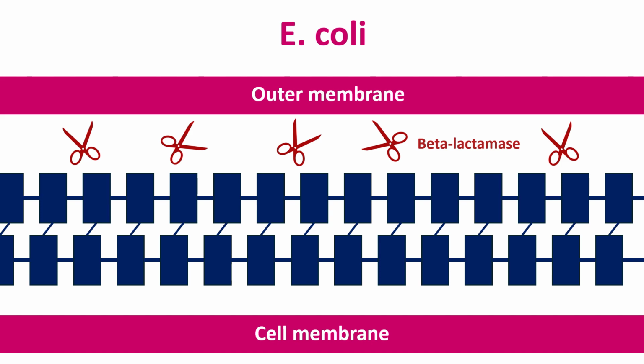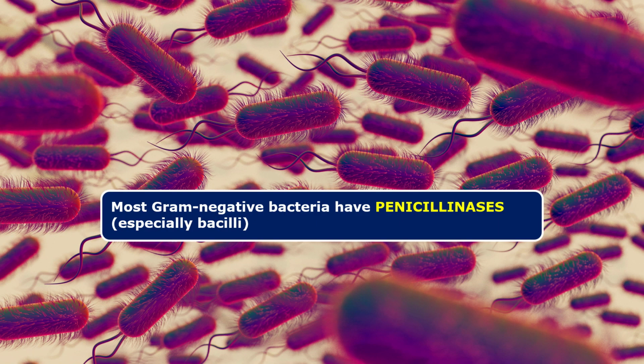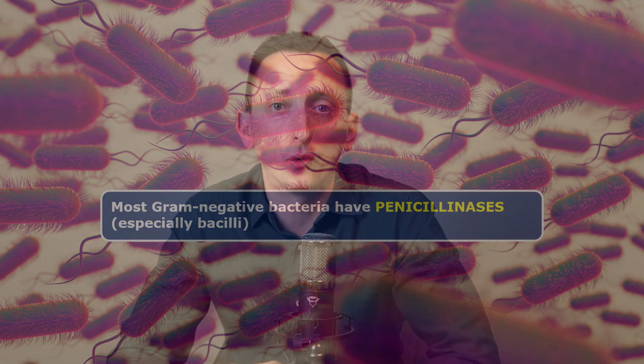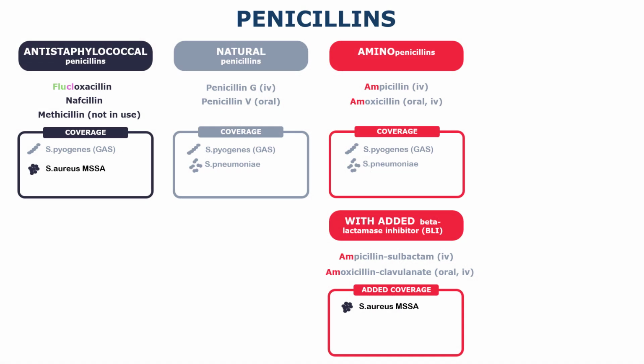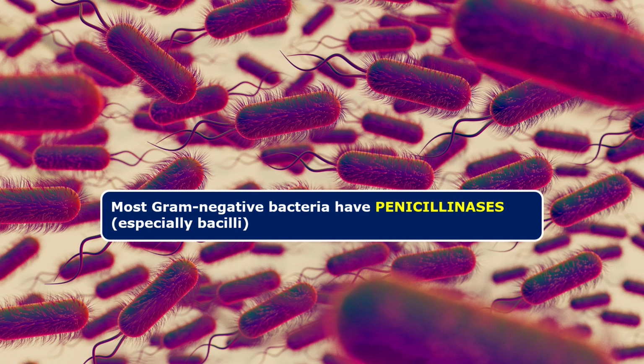Nowadays, most gram-negative bacteria have penicillinases. Therefore, even though aminopenicillins can penetrate the outer membrane, they will be annihilated before they have the chance to exert their effect. But if they are backed up by a penicillinase inhibitor like clavulanic acid or sulbactam, this might restore their activity. So today, some gram-negative bacteria will be susceptible to pure aminopenicillins, but most will have a penicillinase and they will require the addition of a penicillinase inhibitor.